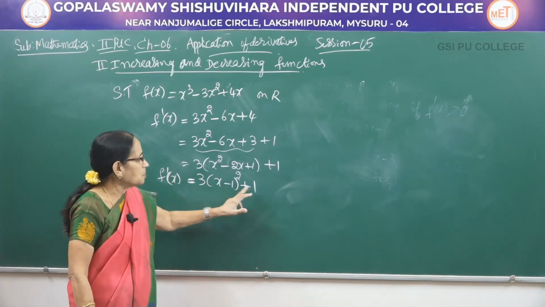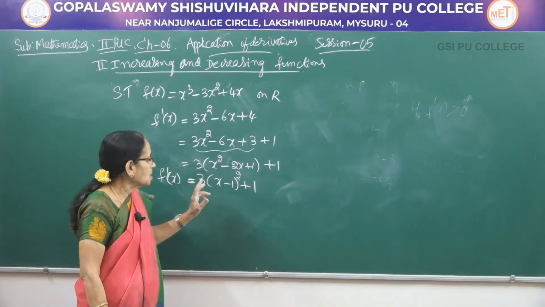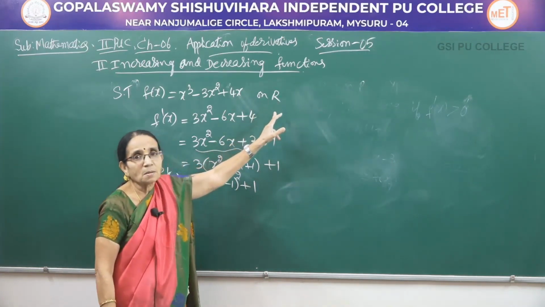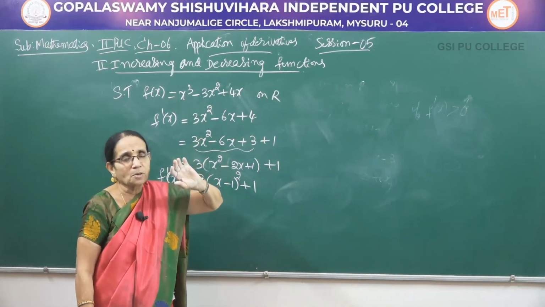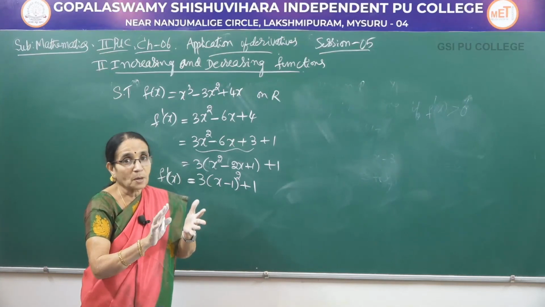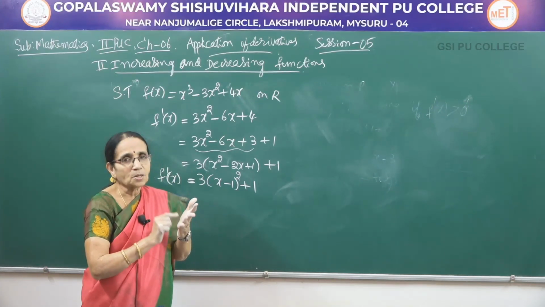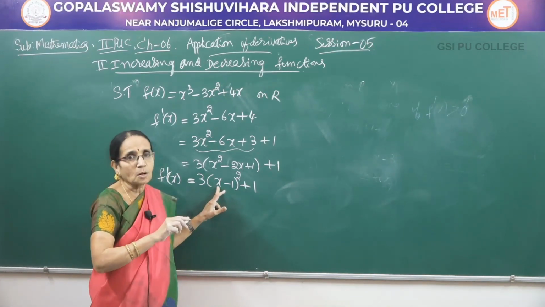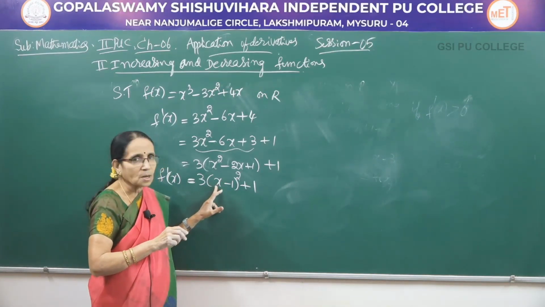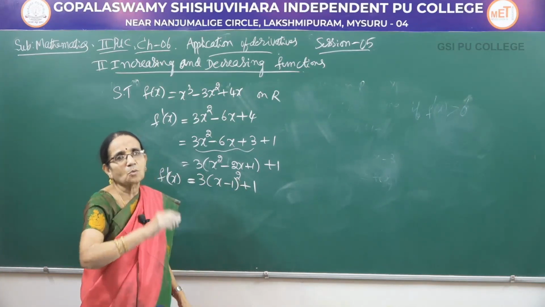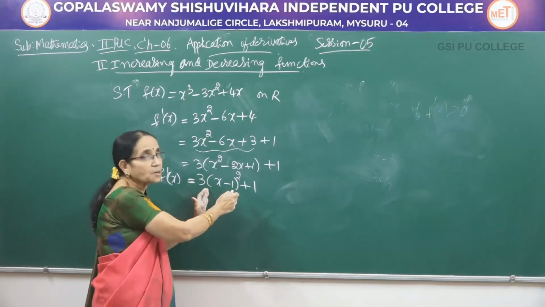Look at this quantity, plus 1, it is a positive number. 3 into x minus 1 whole square. What is the domain here? It is the set of the real numbers. When I say real numbers, positive, negative, rational, irrational, all the numbers are included. Even if x is negative, this is negative, but when you square, what happens? It becomes a positive quantity because of the perfect square here.